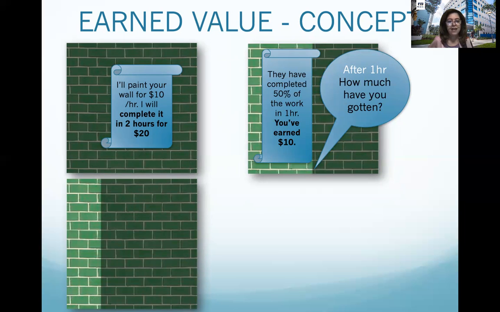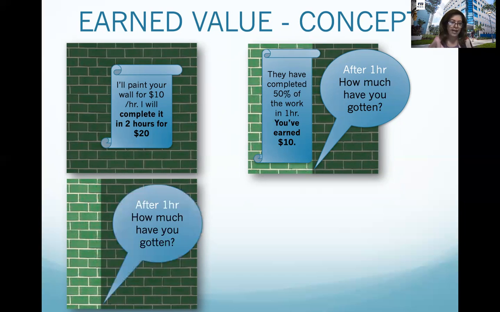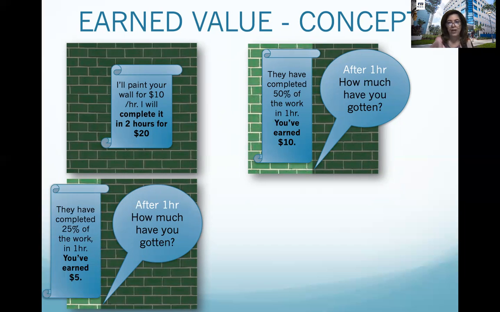So in another situation, if I go and ask after 1 hour, how much have you completed? And he says, okay, listen, I'm sorry, I have completed 25% of my work. In this case, 25% of the budget is $5. That's the earned value. If he continues with this performance, at the end of the project we will be late and over budget.